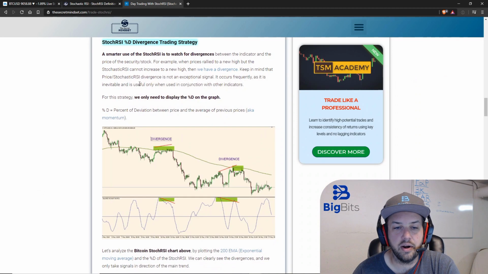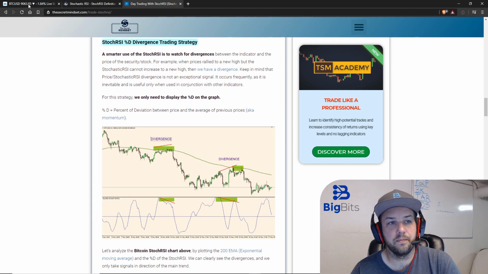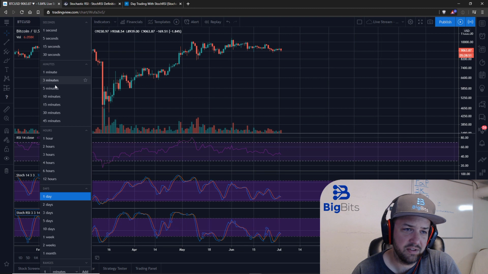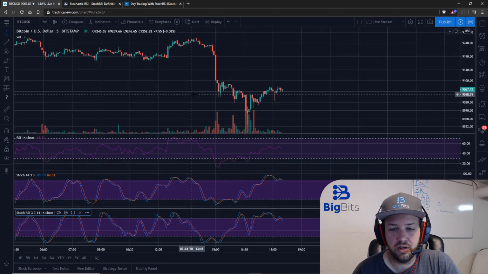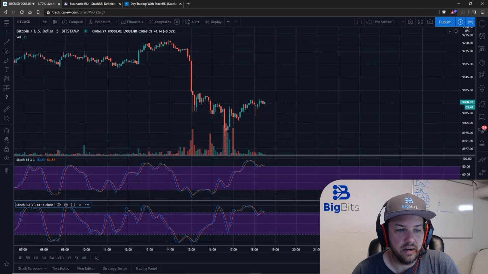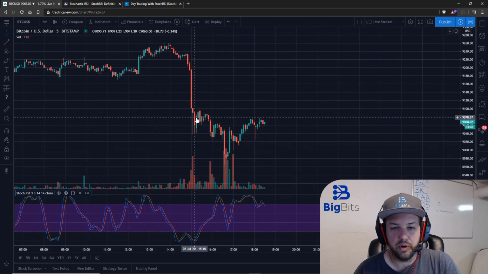So you're going to look for either the price to be moving up and the indicator to be moving down, or vice versa, depending on which direction you're looking for. So let's go ahead and take a look at how this is going to work, because there was a divergence recently here on the chart. All right, let's go ahead and get rid of our RSI and our stochastic so we can actually see what's going on a little bit better.